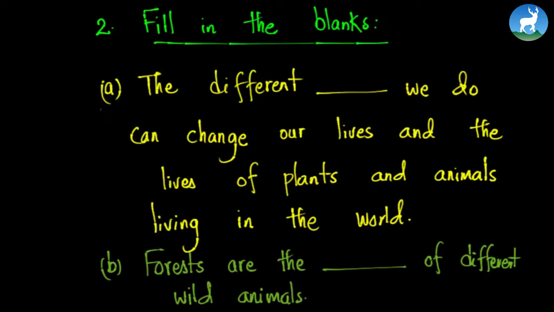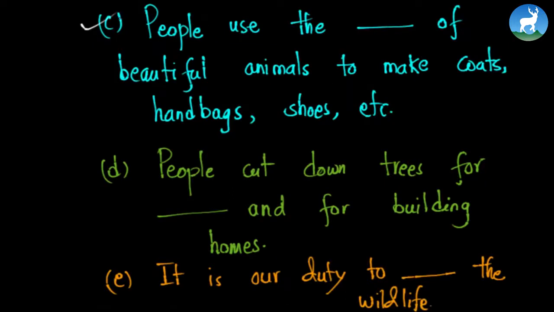Another question is fill in the blanks. The first one is, the different blank we do can change our lives and the lives of plants and animals living in the world, the different activities. Number B, now forests are the blank of different wild animals. Forests are the homes of different wild animals. Let's solve more questions. People use the blank of beautiful animals to make coats, handbags, shoes, etc. Use the skin, alright? So skin is the answer.